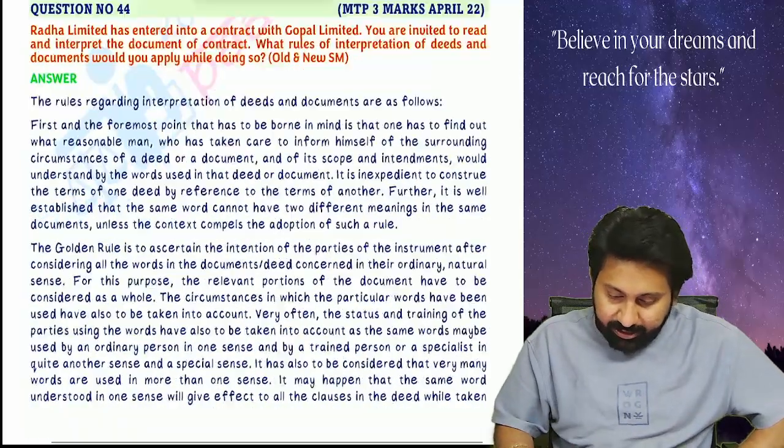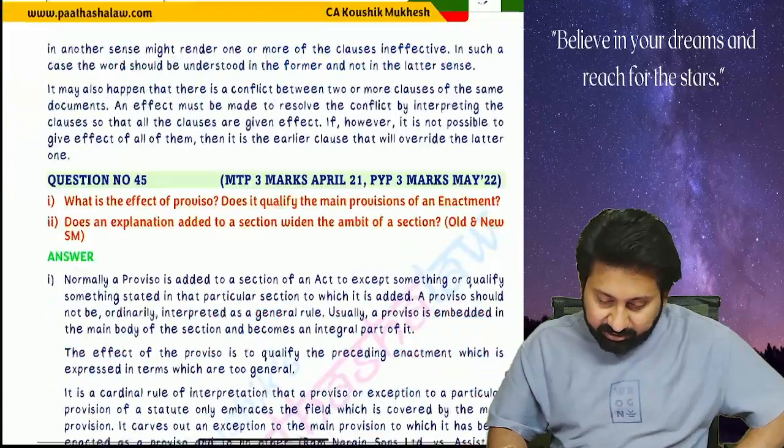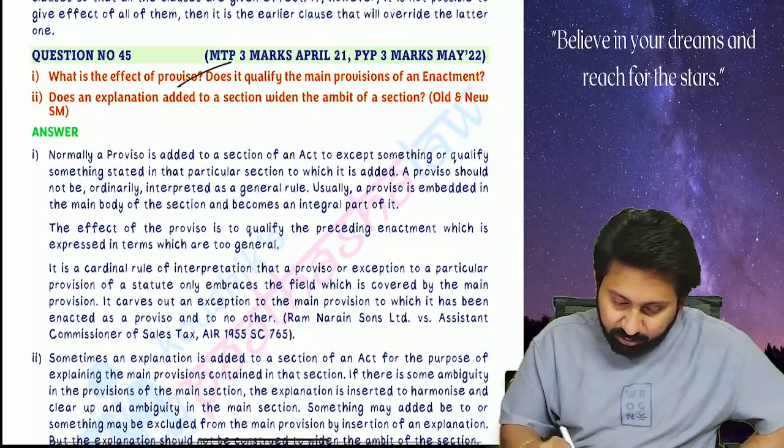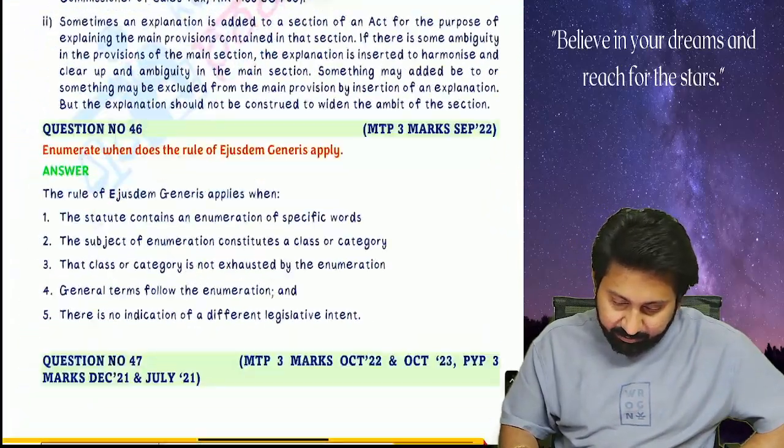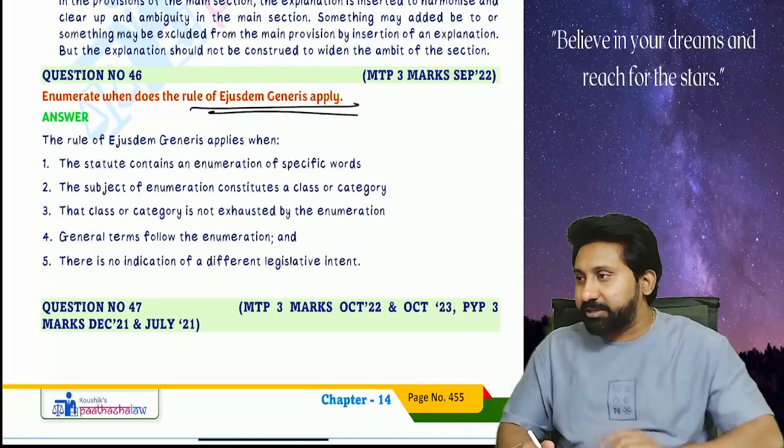Okay. Next, again, we will discuss interpretation of documents along with the General Clauses Act. Proviso we completed, explanation we completed. Ejusdem generis. So what is this ejusdem generis?